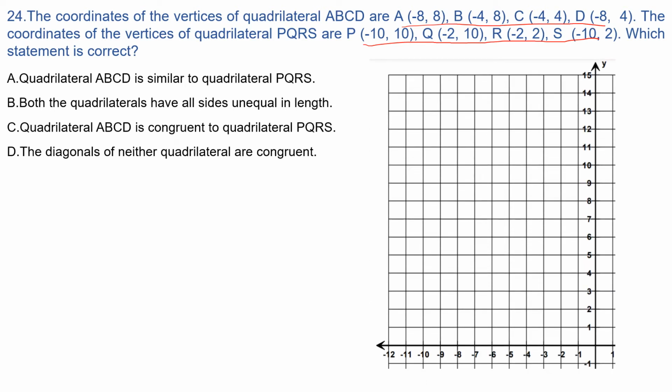So I'm going to plot quadrilateral ABCD. So negative 8, 8 would be right here. Negative 4, 8, that is B. C, negative 4, 4 will be here. And D is negative 8, 4. And I actually plotted A incorrectly. I plotted it on 9, and it should be here.